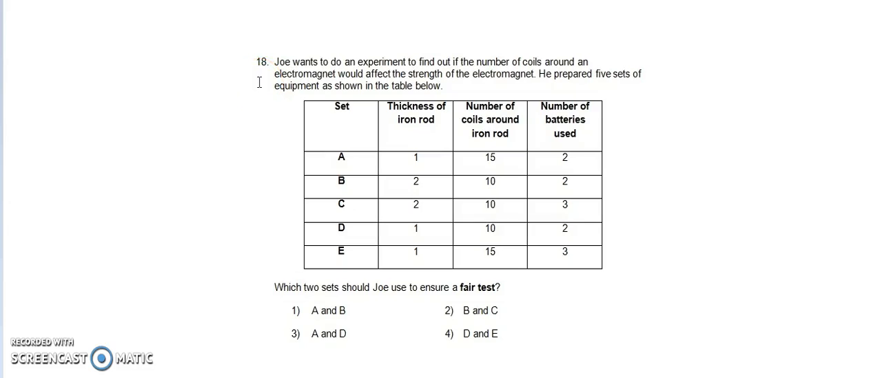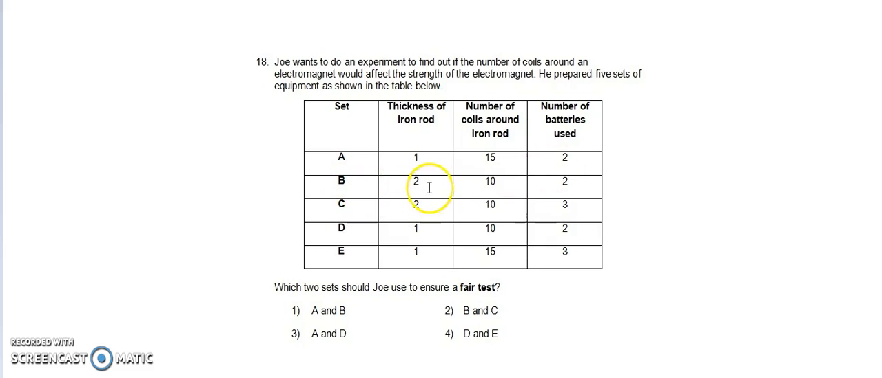Look at question 18. Joe wants to do an experiment to find out if the number of coils around an electromagnet would affect the strength of the electromagnet. He prepared 5 sets of equipment as shown in the table below. So set A, thickness of iron rod is 1, number of coils 15, number of batteries used 2.